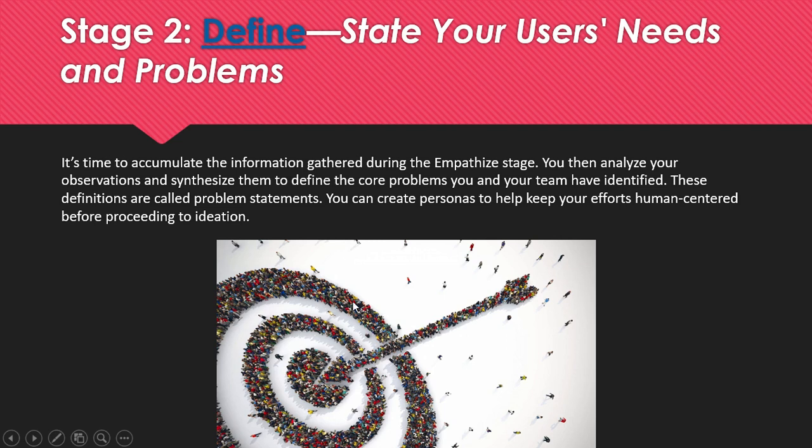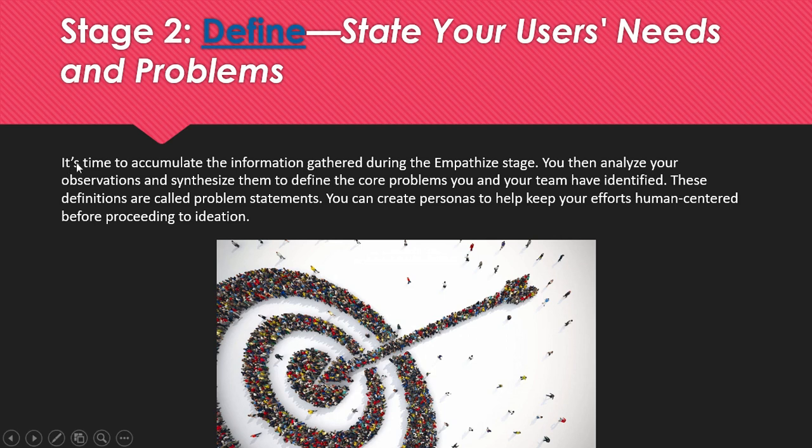Okay. So, like I said, at the define stage, which is stage 2, you have to state your users' needs and their problems. Now, coming from the previous stage, whatever you got from there, you have to put them together now. You have to analyze them, you have to synthesize them to define the problem. Here you are going to understand the problem clearly.